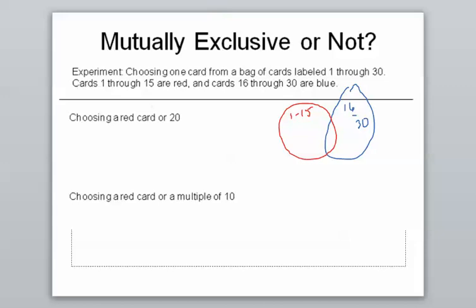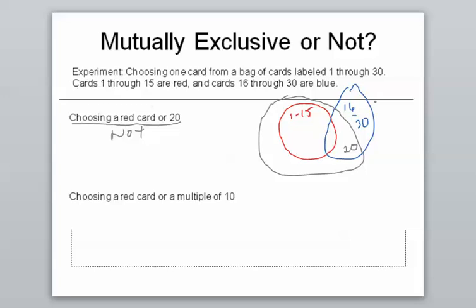But we do have to say, when we're looking at the event that we're trying to guess, this one says, what is the probability when you're choosing a red card or a 20? Well, the 20 is over here in the blue section, and the red cards are here. So the actual group that I would have is going to have all the reds and that 20 that's out of the blue section. So are these mutually exclusive now? No, not mutually exclusive. There is an overlap between the two of them.